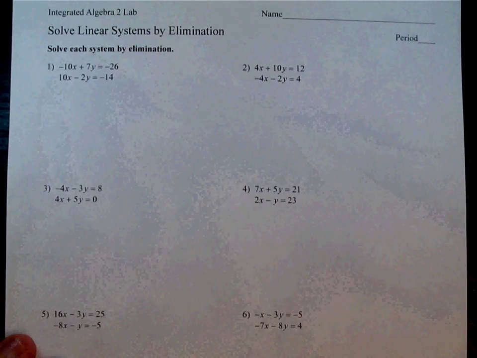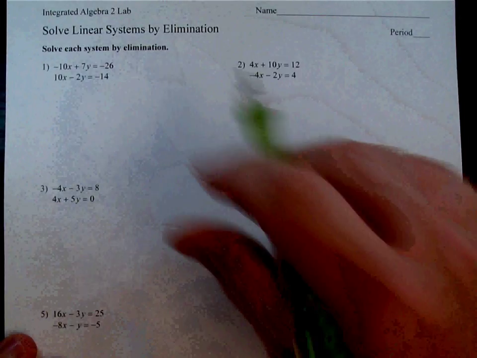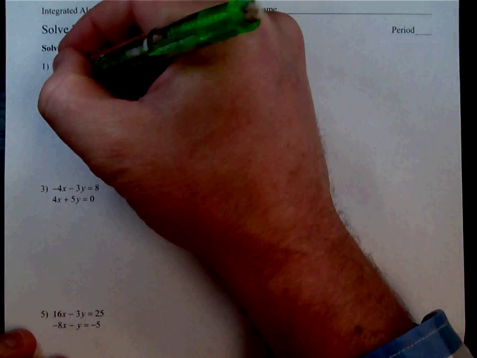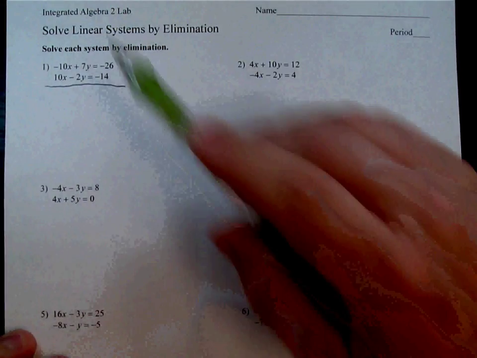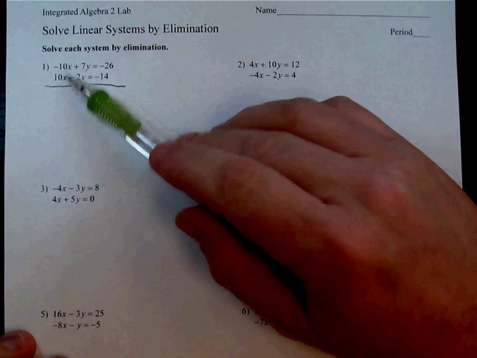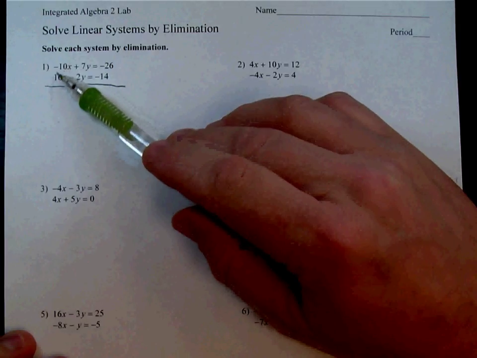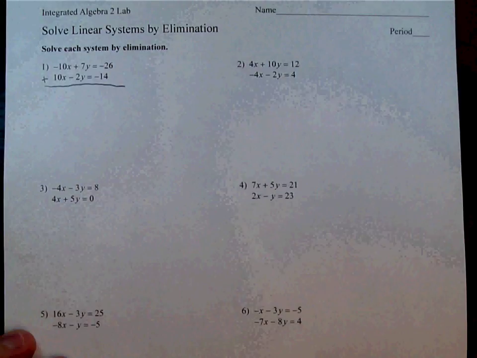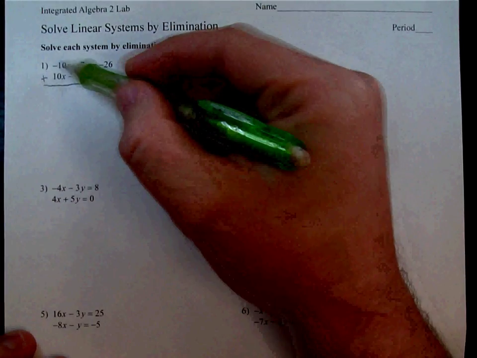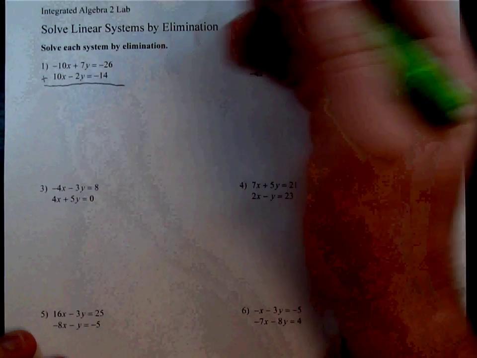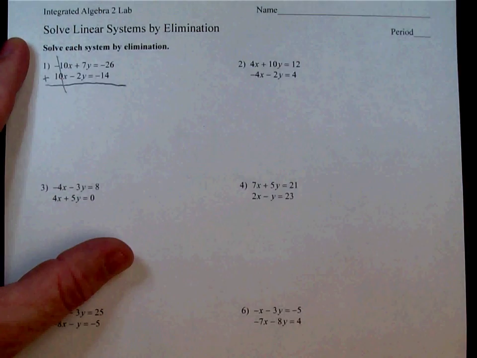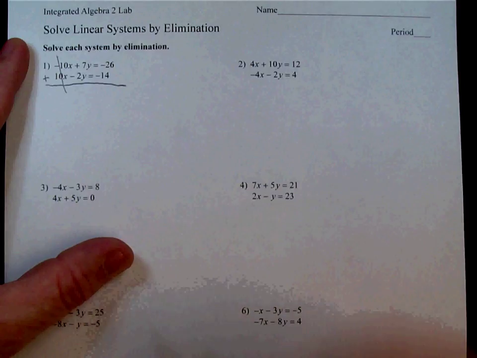So if I look at example number one, number one is set up so I can already add the two equations together. And the reason I know this is if you look at the x's, their coefficients, -10, +10, are opposites. Same number, opposite signs. So if I add together, I'm going to combine the like terms, -10x and +10x, it becomes just a 0. So they cancel each other out. They're gone. They're eliminated. That's why this is called elimination.